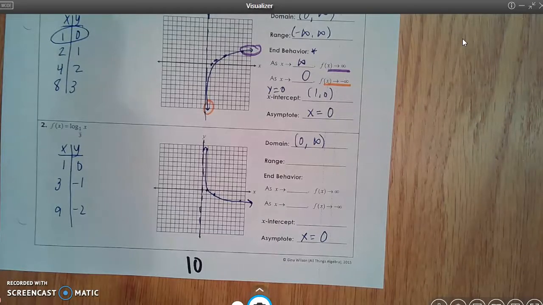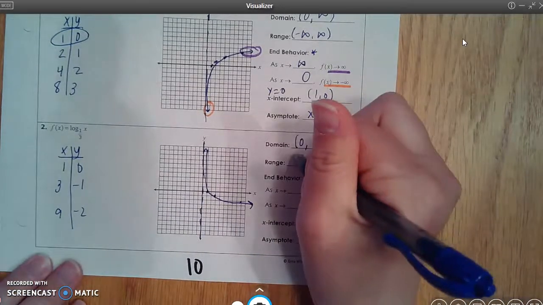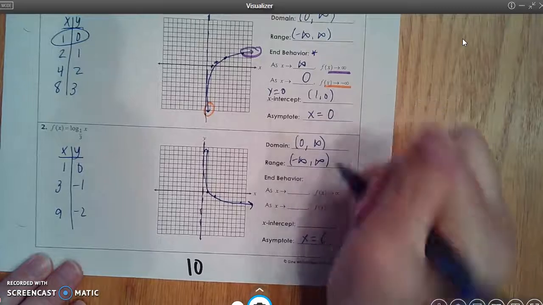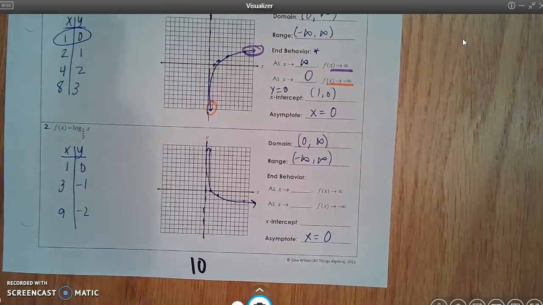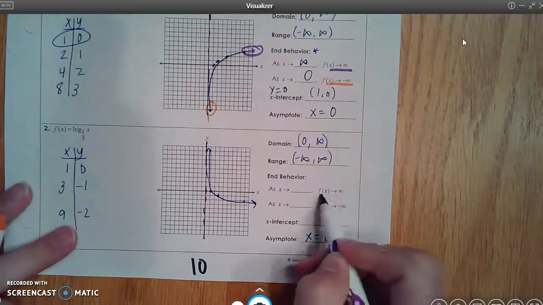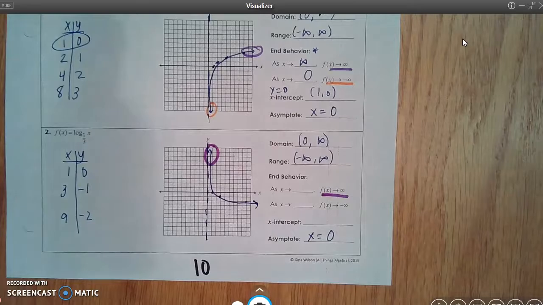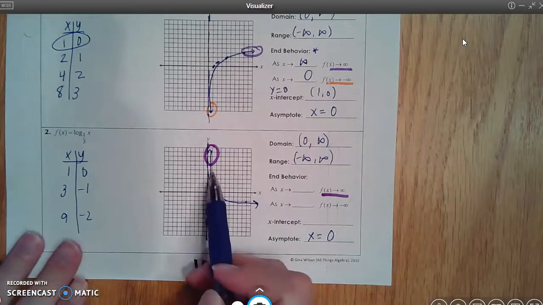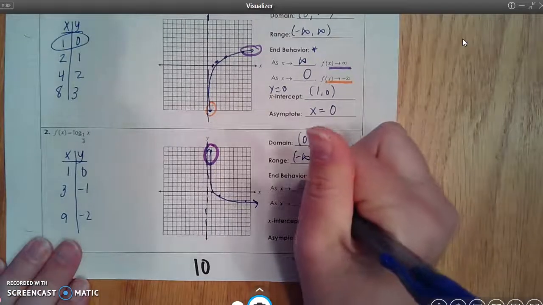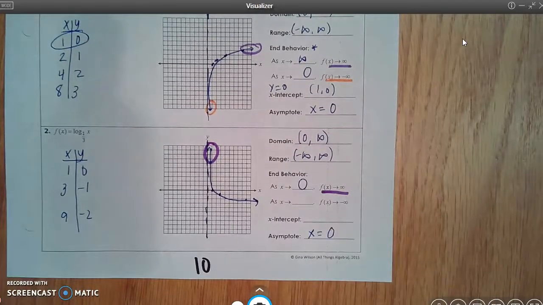Your range, I have an arrow pointing up and down, which means we will go on forever. So it'll be from negative infinity to positive infinity. Last but not least, we are trying to figure out where y values are to figure out the x values. When y goes to positive infinity, you're looking at the arrow that's pointing up, which in this case is my left arrow, but my x value is approaching the asymptote, which is at 0.